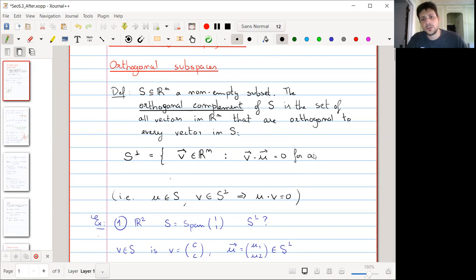for all vectors U inside our given set S. In other words, what we're saying here is that for every element in S, all of the elements in the orthogonal complement satisfy that their dot product must be equal to 0.